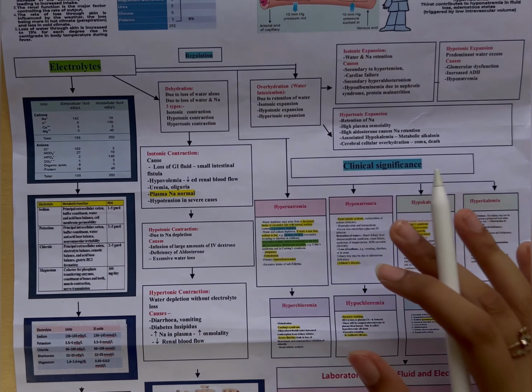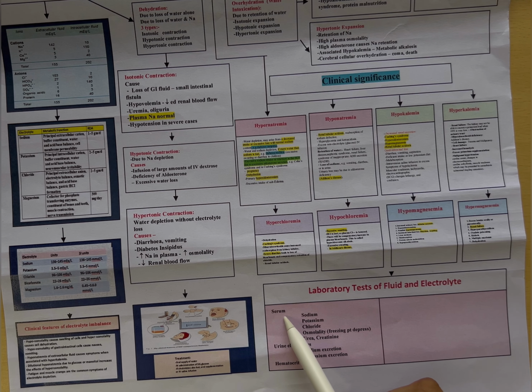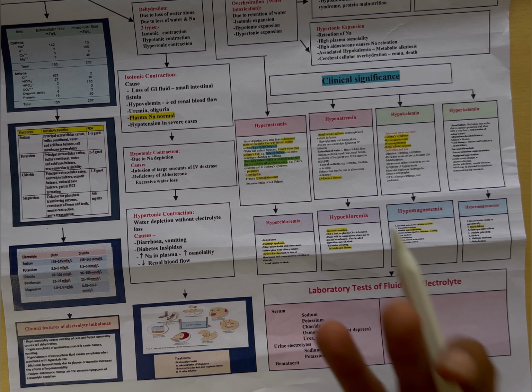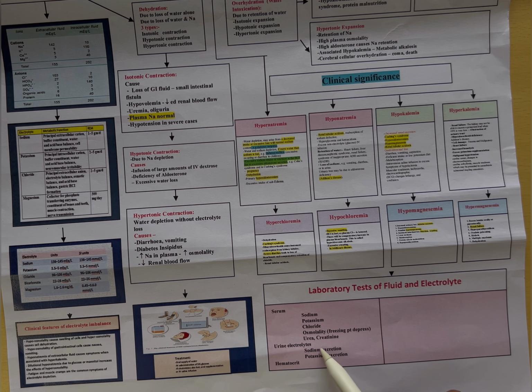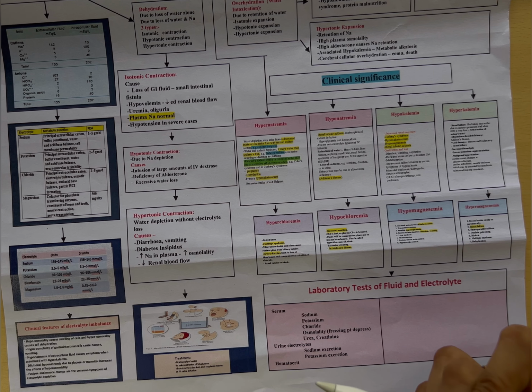Common tests for fluid and electrolyte assessment include assessment of serum osmolality to assess the hydration status of the individual, and the electrolyte panel like sodium, potassium, chloride, and bicarbonates, which are also checked in serum. And then sodium and potassium excretion in urine is also tested to evaluate the kidney function and also how the electrolytes are handled by the kidneys.